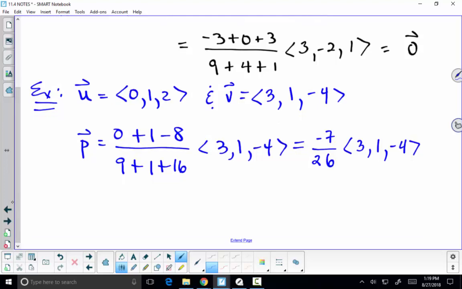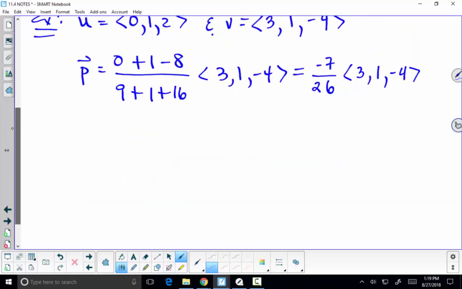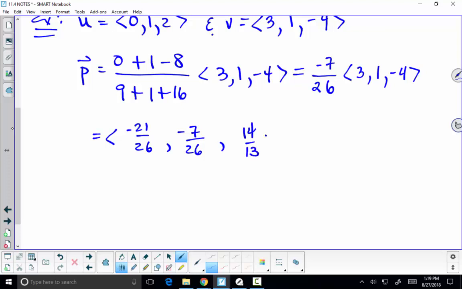Yeah, I went overboard. Now the numbers are nasty. All right, so we get negative 21 over 26, negative 7 over 26, and positive 28 over 26, which is 14/13. So that's our projection vector.